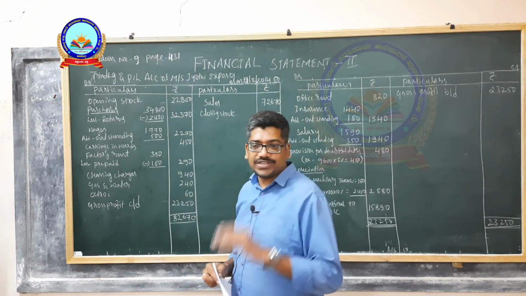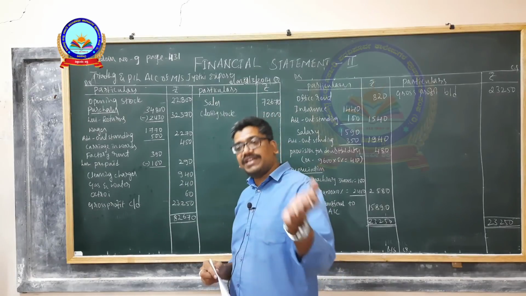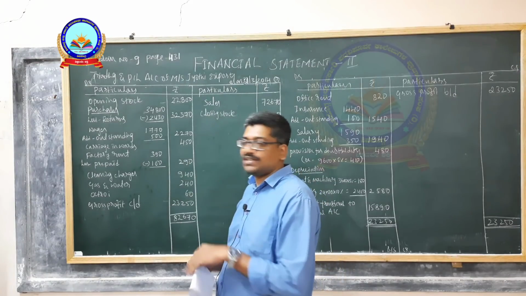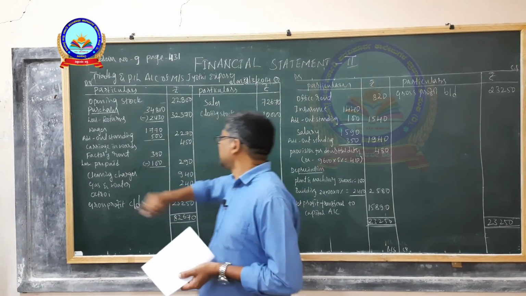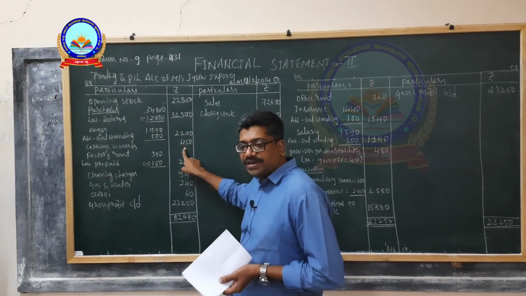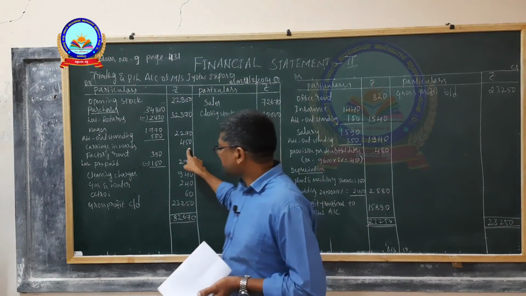Next, carriage inward. Carriage means it is a traveling expense or a transportation expense. For what? For bringing the goods into the business. That is called carriage inwards. Carriage inward is a direct expense that should be recorded in the trading account, rupees 450.